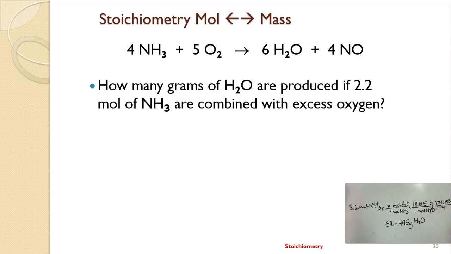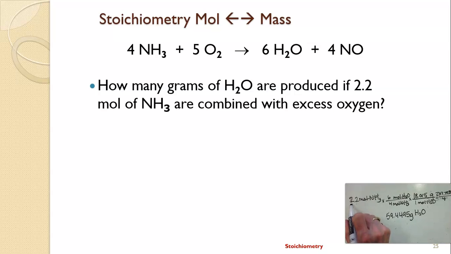Okay, we're not done yet. I'm going to make you sig fig it. 2 sig figs in my problem. That means I can only have 2 sig figs in my answer. That's a sig fig, that's a sig fig. That's 2. That 4 does not round that 9 up, so my final answer is 59 grams of water. I can make 59 grams of water from 2.2 moles of ammonia.